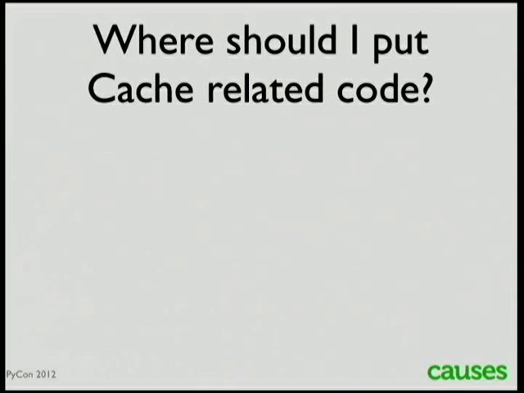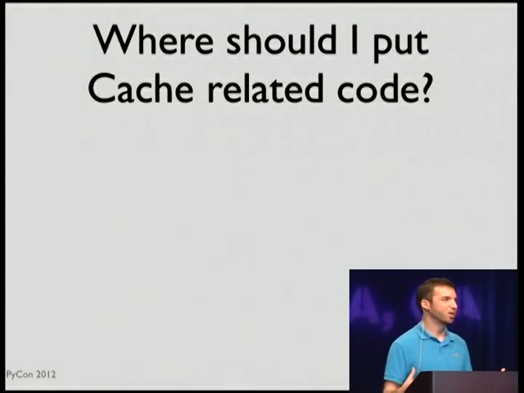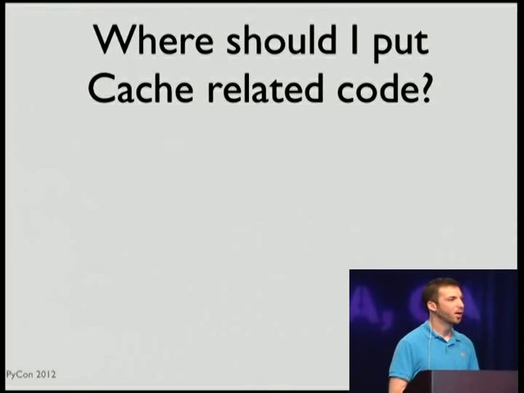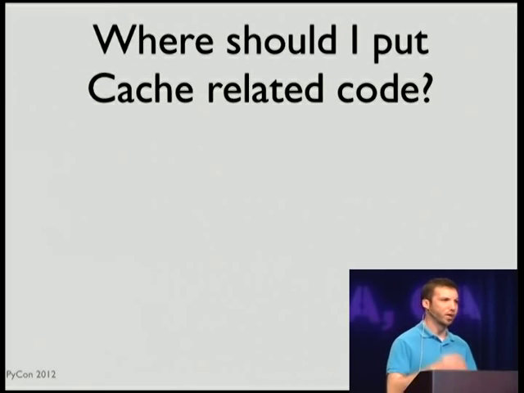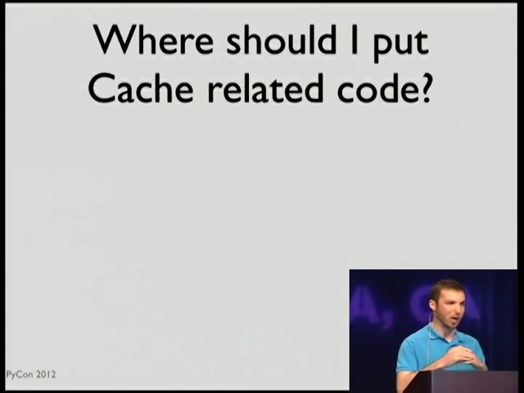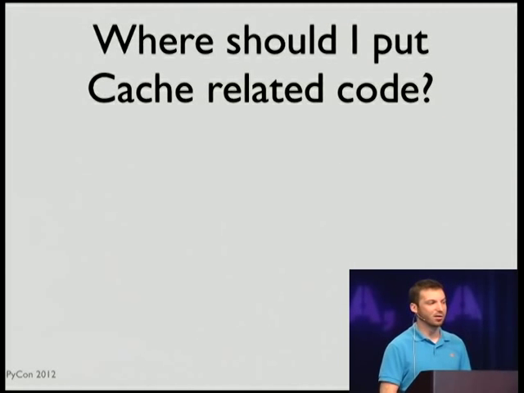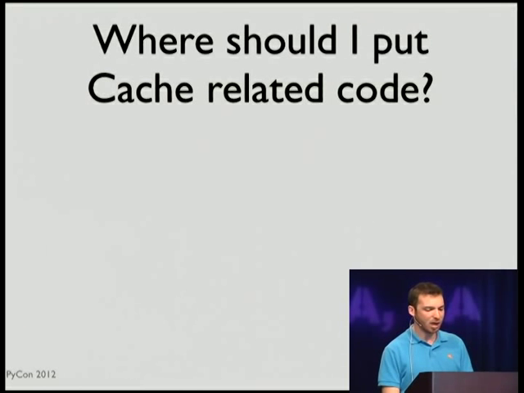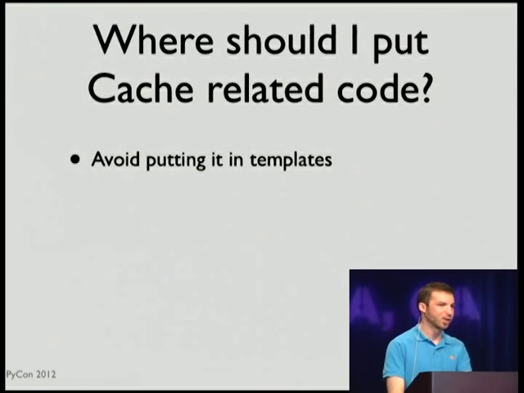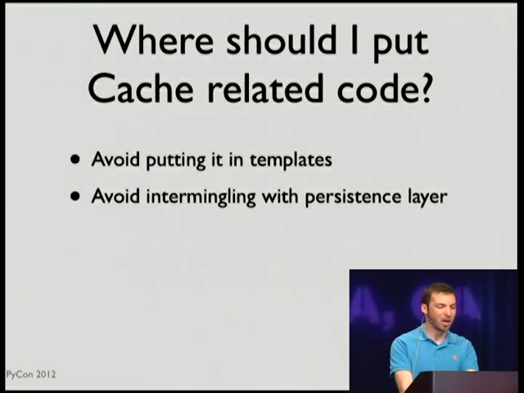When you're looking at where you're going to put this cache-related code, this is something that's really easy to start littering your code all over with these caching calls. And I want to really recommend that you try and avoid this. When you start, you'll see, OK, I have this one template block that takes forever. I'll just wrap that in a cache. Or I have this view that takes forever. I'll just stick caching logic right in the middle of that. I want you to avoid putting caching logic in your templates. I want you to avoid intermingling it with the persistence layer.